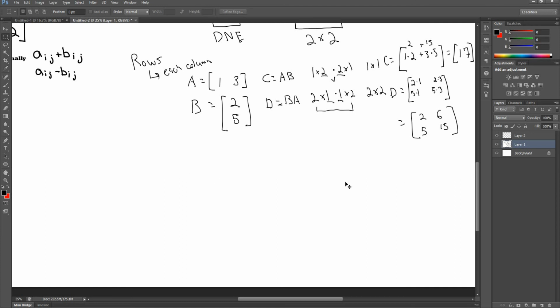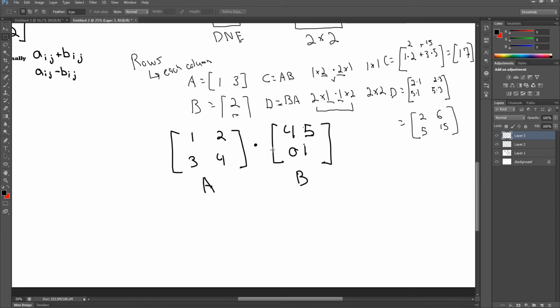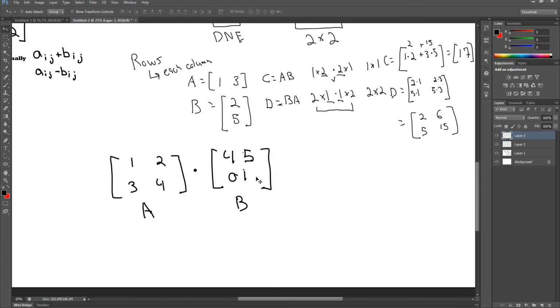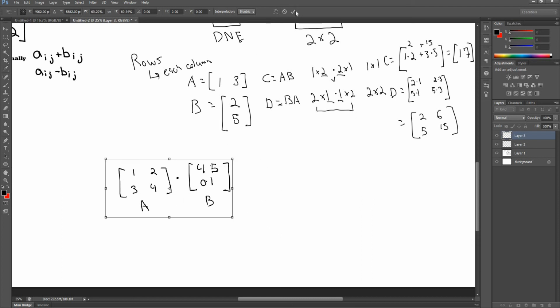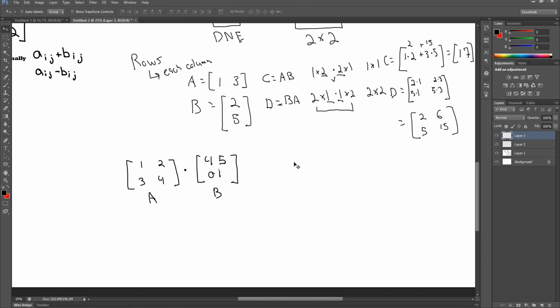We're going to do just one more small example for today. That was too large. These can get very out of control once you get to even a 3x3 matrix. So we're going to stick to just a 2x2. So I have A as a 2x2. I have B as a 2x2. So the inside numbers are the same, so I can in fact multiply them. And I'm going to end with a 2x2 matrix.